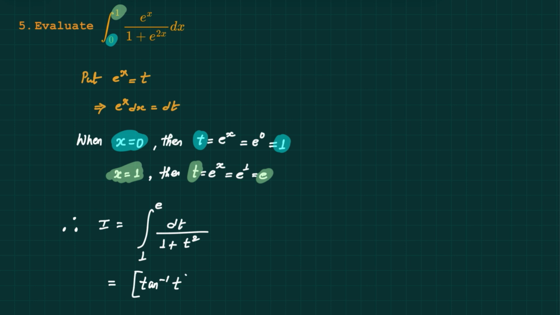But since we have to apply the limits, here it will be 1 to e, and putting the upper limit, that is e, we will have tan inverse of e minus tan inverse of 1, and this equals tan inverse of e minus, tan inverse of 1 is pi over 4.